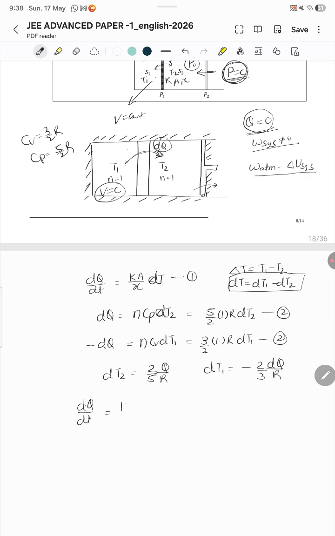nothing but kA/x. If I fill the value of dT1, which is minus 2/3 dQ/R, minus dT2, which is 2/5 dQ/R, sorry. So first thing I will notice is that dQ got cancelled out, right? And we got dT by dt here, right?